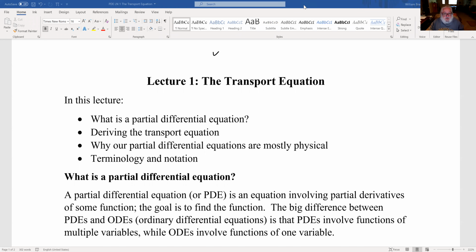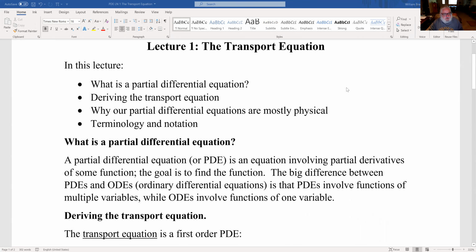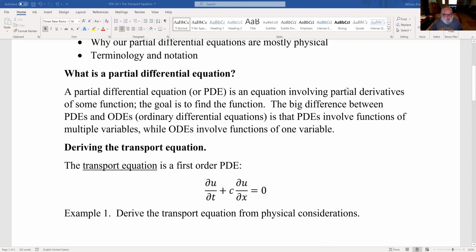Okay, so lecture one, the transport equation. In this lecture, we'll talk about what is a partial differential equation. We'll derive the transport equation, why most of the partial differential equations we'll see are mostly physical, and some terminology and notation. So a partial differential equation is just an equation involving partial derivatives of some function.